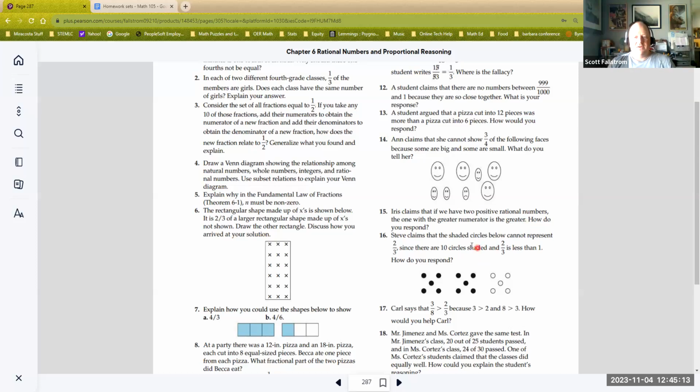Okay. Shaded circles. Does this represent 2/3? And the student says, hey, it can't represent 2/3. There's 10 circles that are shaded, but 2/3 is less than one.